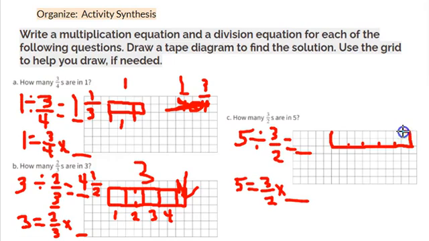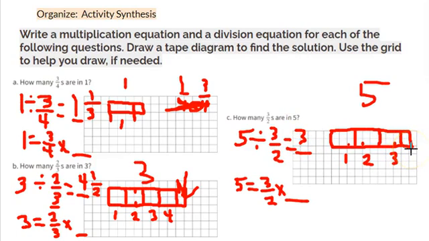Okay. So I went ahead and used 2 squares together to show one whole. So here's my 5, right? And it says how many 3 halves do we get out of 5? So there's 1, 2, and 3 halves. That's one group. 1, 2, 3, that's 2 groups. 1, 2, 3, that's 3 groups. So our answer has to be 3.